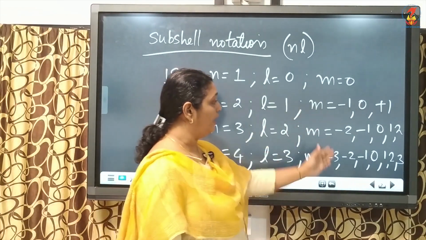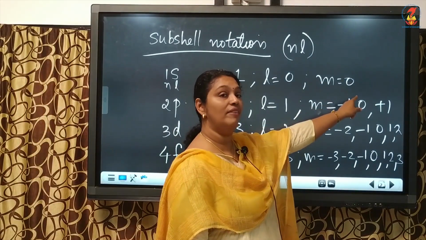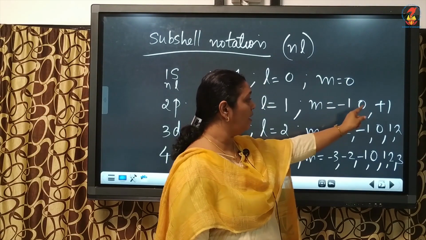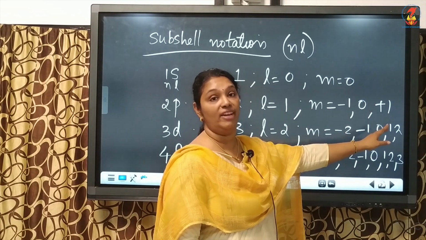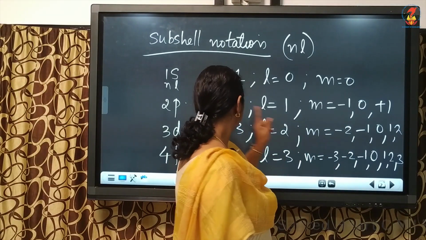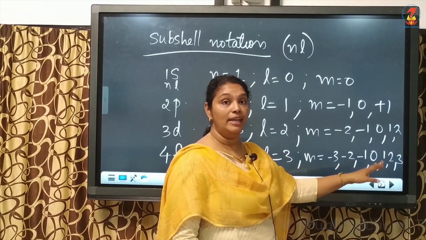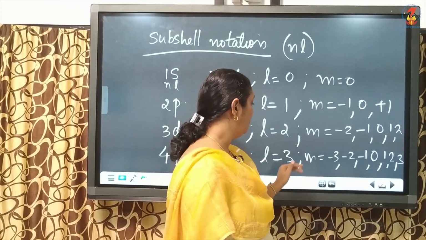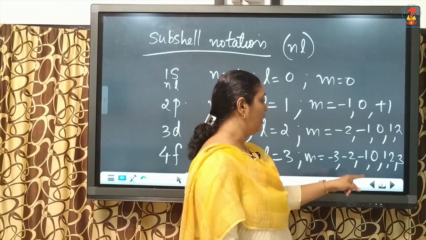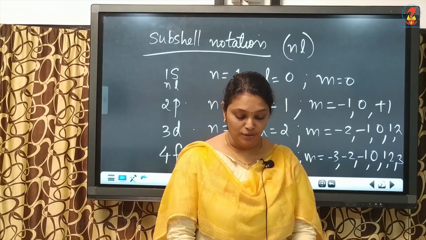Now if you look at this m value, we know that m value gives the number of orientations. S orbital we have only one value, so one orientation. Here p orbital has 3 orientations because we have 3 m values. And also we know there are 3 p orbitals. Now this d orbital has 5 orientations because we get 5 values for m and there are 5 d orbitals, and f has 7 orientations because we get 7 values for m and we have 7 f orbitals. Okay, so this is subshell notation.